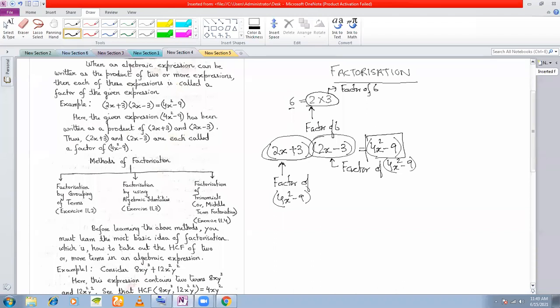There can be more than one factor also. There can be 3 factors also. There can be 4 factors also. So that is the idea of factors.